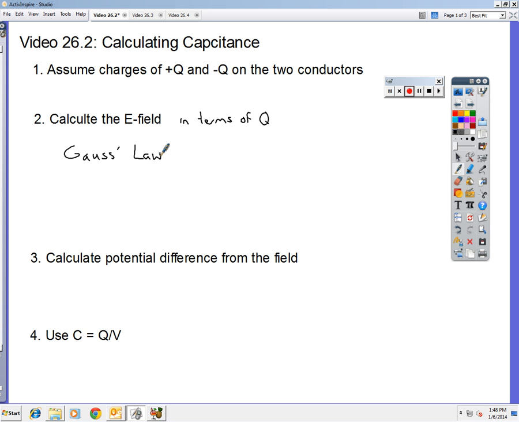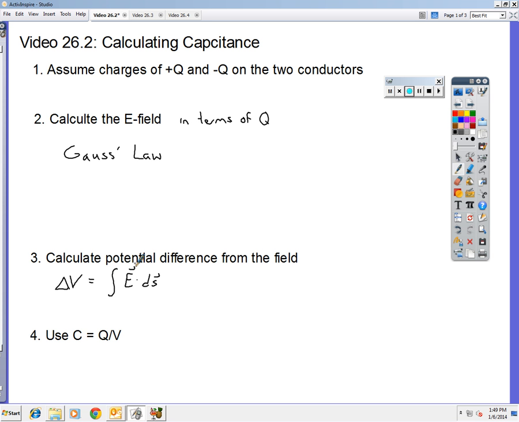And I just realized I misspelled calculate. Oh well. Once you have the electric field, you're going to calculate the potential difference from the field, and you're going to use the equation delta V equals the integral of E dot ds. Now for a parallel plate capacitor, the electric field was uniform, and so it simplified to the field times the distance. But in spherical and cylindrical capacitors, that won't be the case, and you'll actually need to evaluate the integral. And then once you've got that, you'll use C equals Q over V.